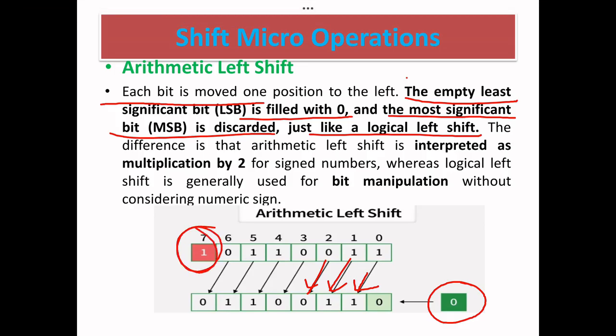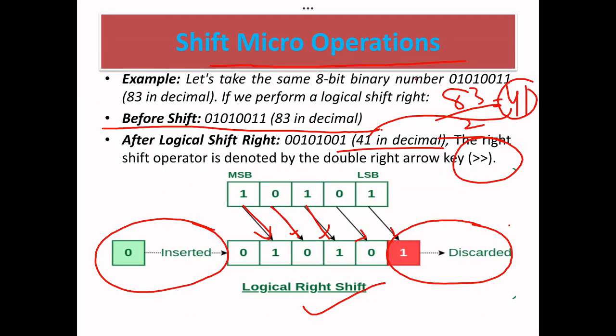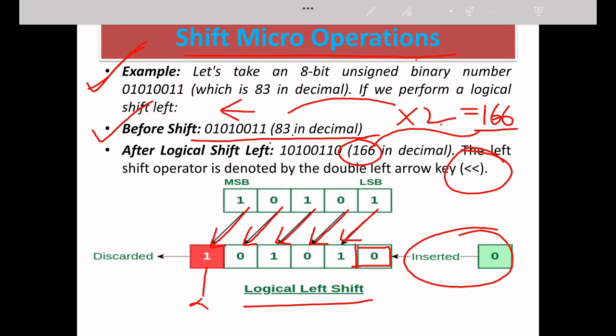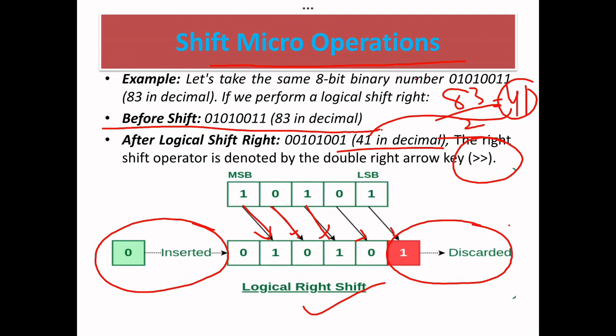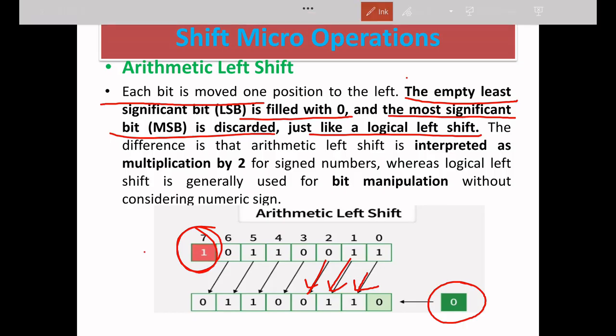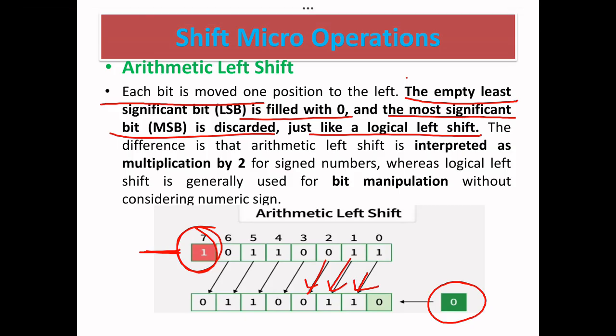If you go to the previous one, what is going on here? We rejected the output in the logical left shift. So here in arithmetic, what are we doing? We rejected the input. That is the difference between the arithmetic and logical left shift.